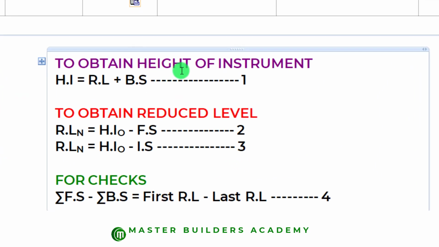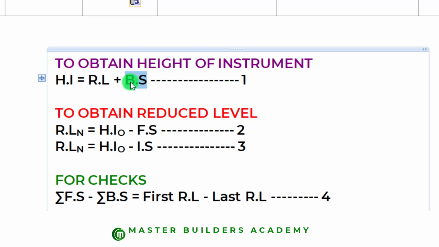Now, to obtain the height of instrument, this is the equation, equation number one. Height of instrument is equal to reduced level plus backsight. Now, let me quickly place an emphasis on this equation number one for height of instrument. Anytime you want to find height of instrument, you must ensure that the reduced level and the backsight are taken from the same level.